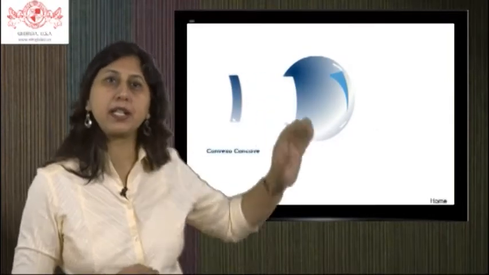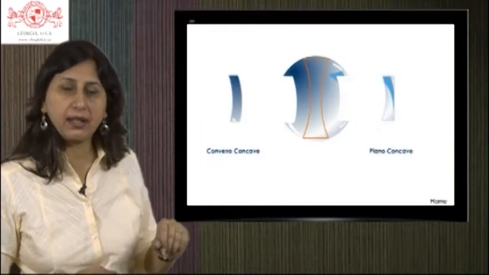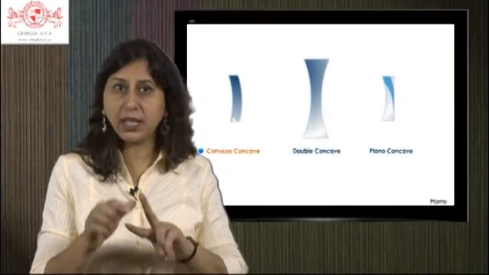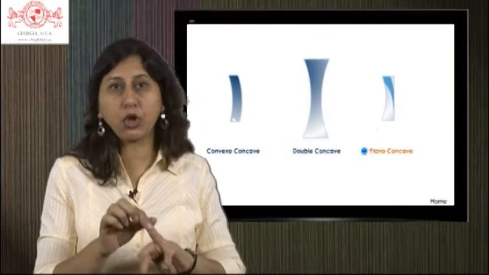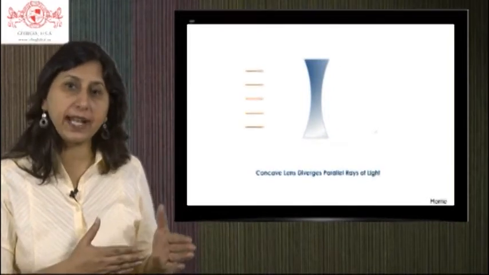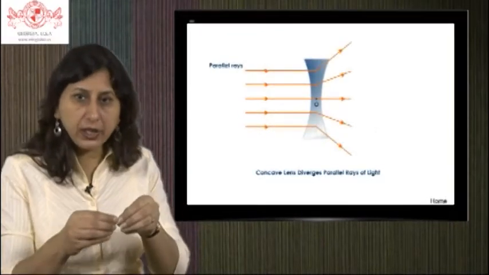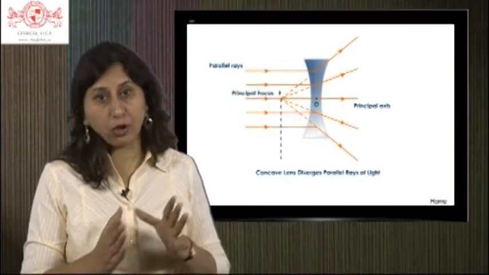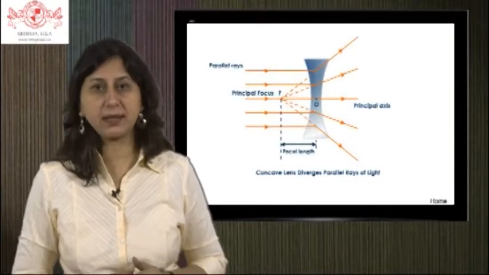Concave or diverging lens. An optical glass sphere can be cut in this manner to obtain a concave lens. There are three types of concave lenses, a convexo-concave, a double-concave and a plano-concave. Concave lenses are thinner at the center and thicker at the edges. Rays of light passing through a concave lens appear to diverge from a point. So, concave lenses are also called diverging lenses.